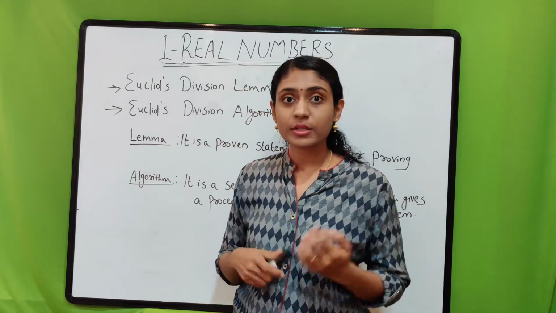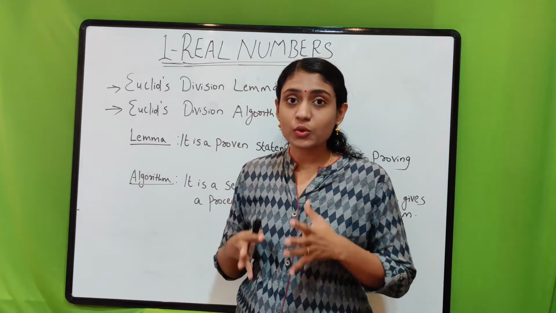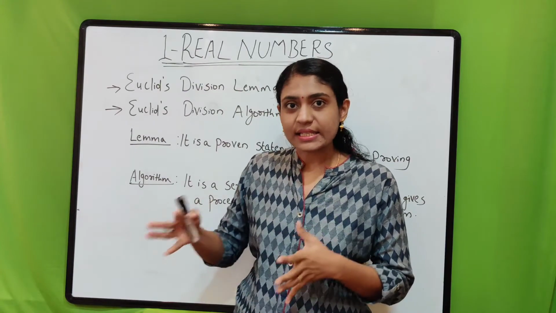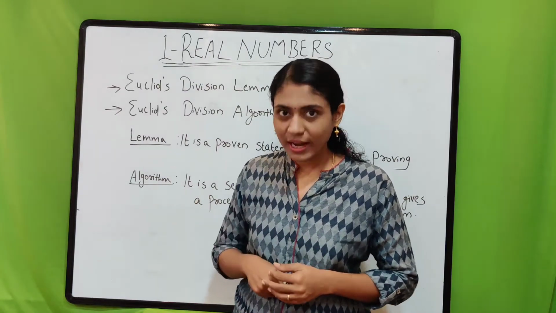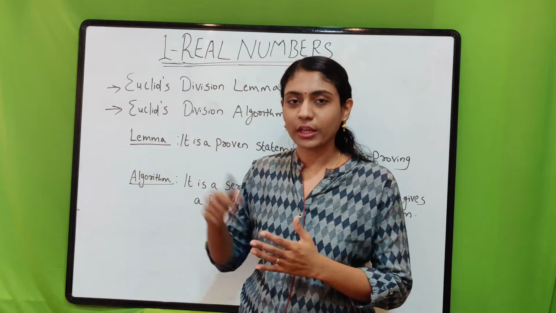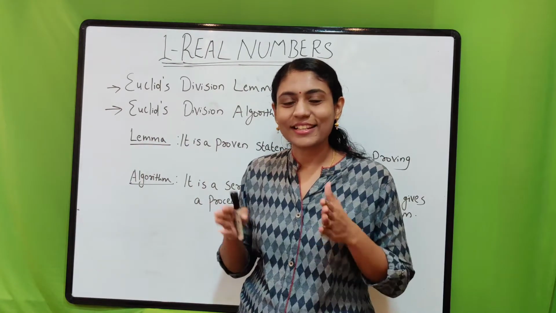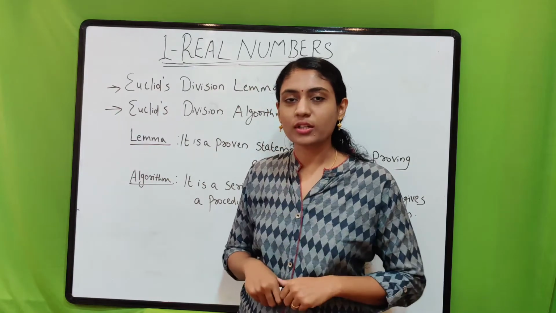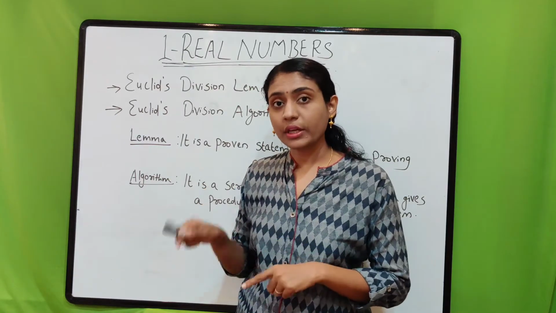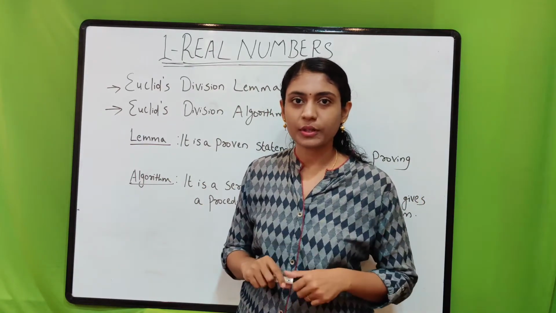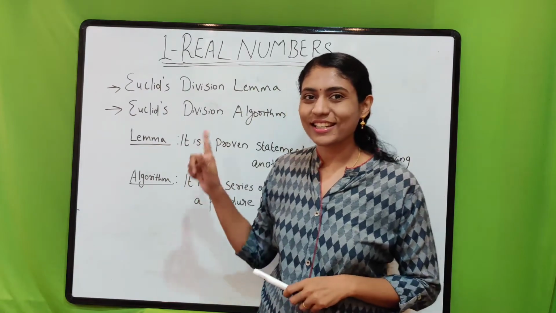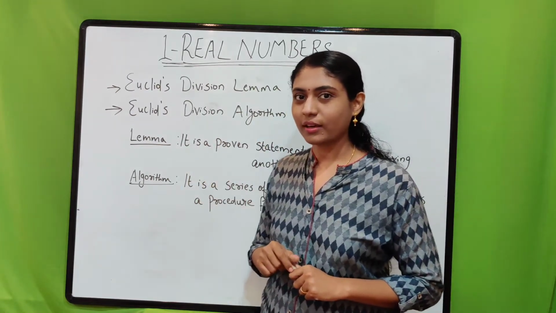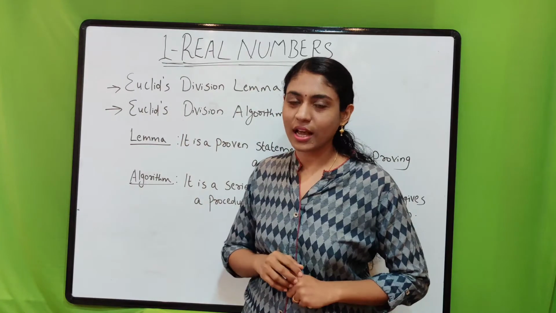And what about the fundamental theorem of arithmetic? It is used to find when exactly the decimal expansion of a rational number p by q, where q is not equal to 0, is terminating and when it is non-terminating repeating. In order to find that, we use the fundamental theorem of arithmetic. Now first we are considering Euclid's division algorithm.